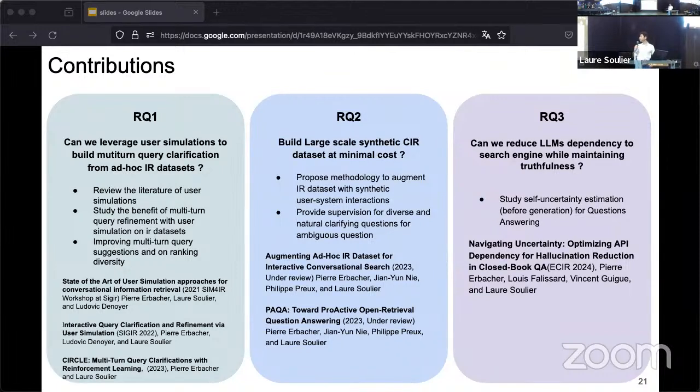In this thesis, we are interested in three research questions. The first one is, can we leverage user simulation to build multi-turn query clarification from ad hoc IR datasets? The second one is, can we build large-scale synthetic conversational IR datasets at minimal cost by utilizing user simulation? And lastly, we want to balance the knowledge of the language model and the API calls. So can we reduce the dependency of this model on the search engine?